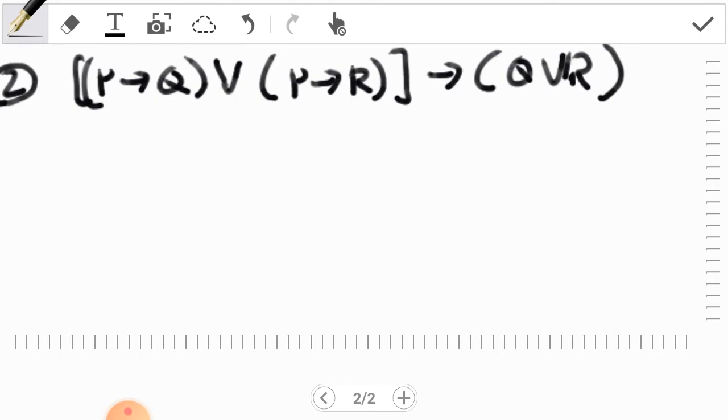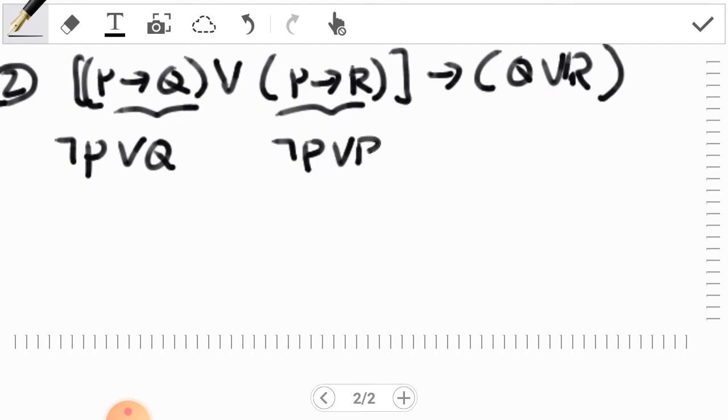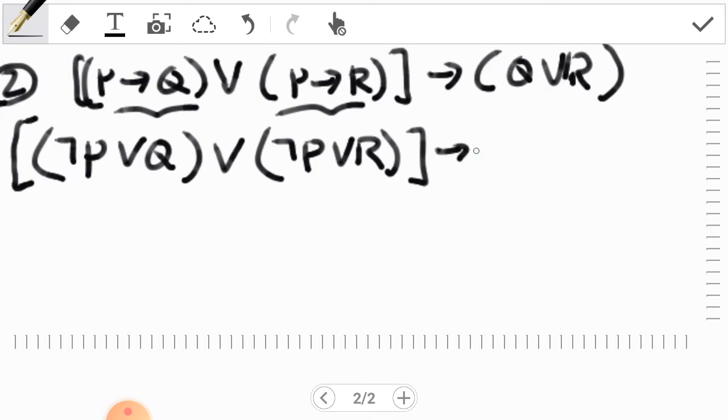Where is that step applied? For the first two expressions here, we can use material implication. P implies Q is equivalent to not P or Q. Okay, this is equivalent to not P or R. Then we use that connective. Don't forget the sign of grouping there. Implies Q or R. So that's the first step given there, material implication.